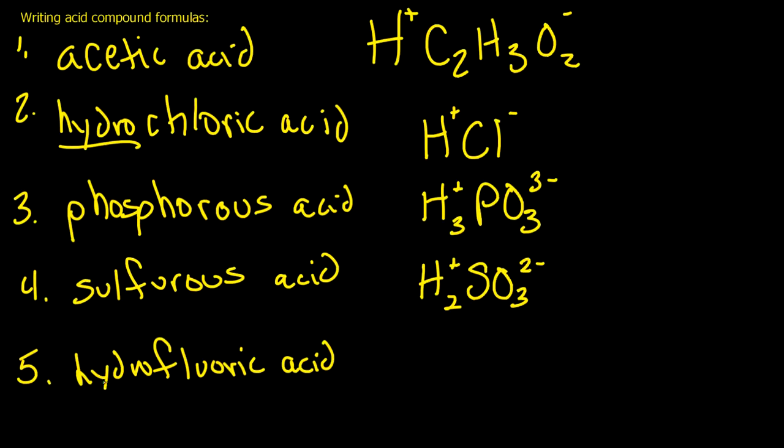Next up is hydrofluoric acid. I notice hydro. That means binary. So I go ahead and jot down that hydrogen ion. Fluoric came from fluorine. Fluorine is F. F has a -1 charge due to it being in group 17. So those charges match. There is your formula, HF.